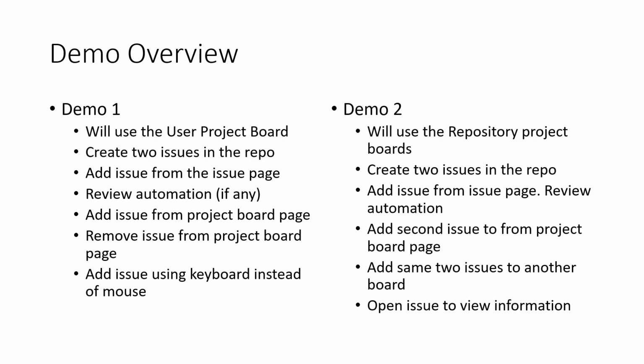In the second demo, I'm going to do something similar to the first demo, but using the Automated Kanban with Reviews repository project board, again created in the first video of this series. I'll add an issue from the Issues page, as well as using the board, and I'll look at any automation that occurs.